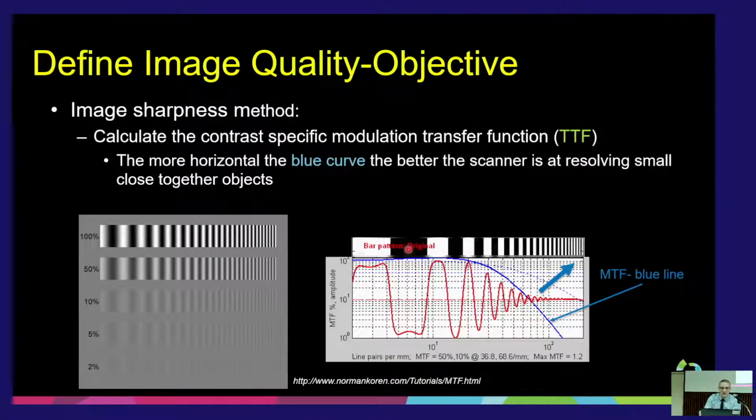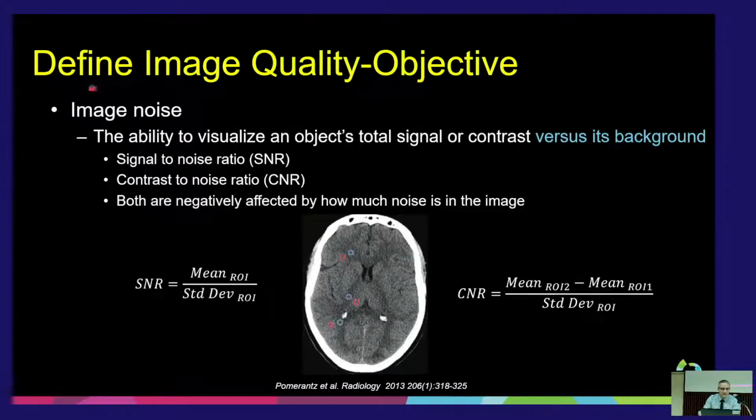There's good contrast. But as we get to the point where the objects get closer and closer together, and they get smaller and smaller, our ability to distinguish contrast between the two objects diminishes. And that's why this blue line drops off and just falls away. So the TTF, or the MTF, characterizes our ability to see contrast as a function of spatial resolution or frequency. And so once again, MTF helps us determine image sharpness and contrast.